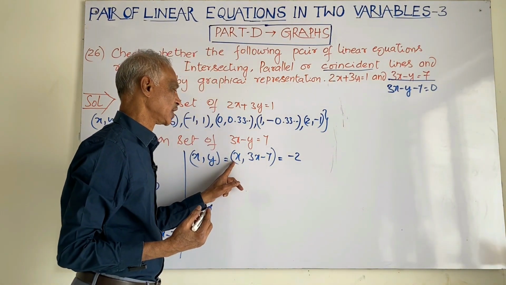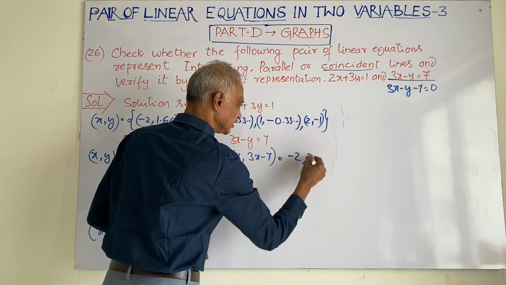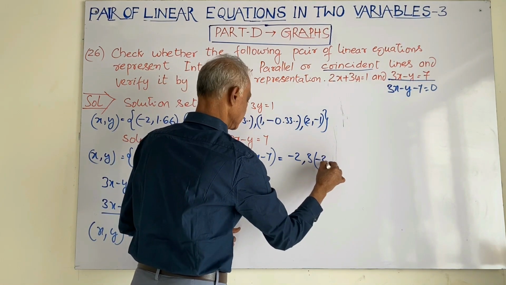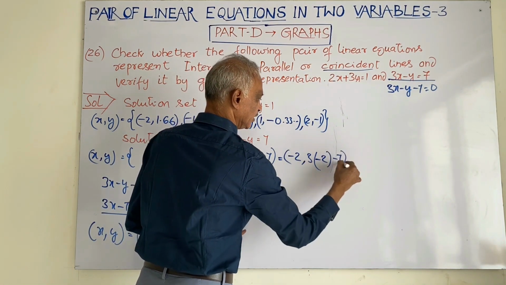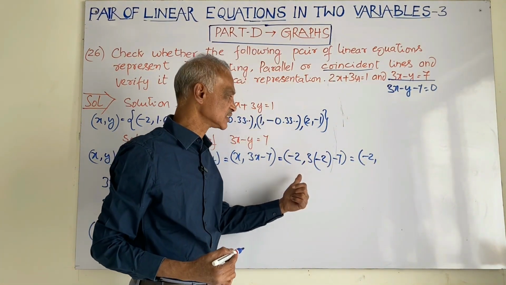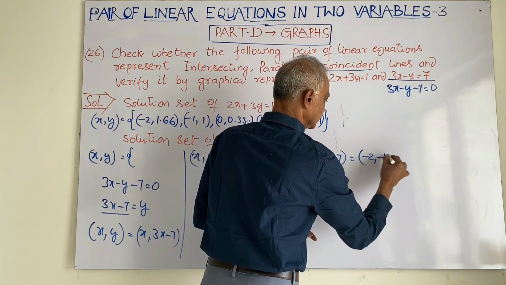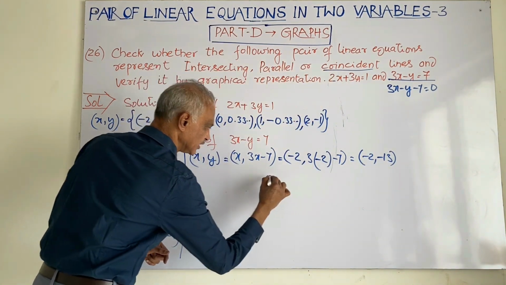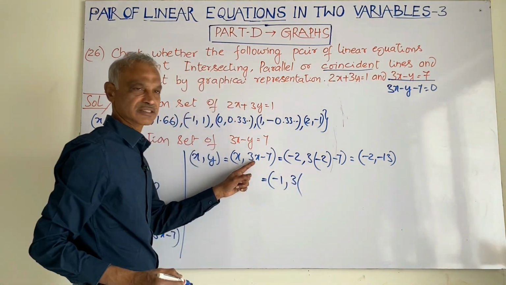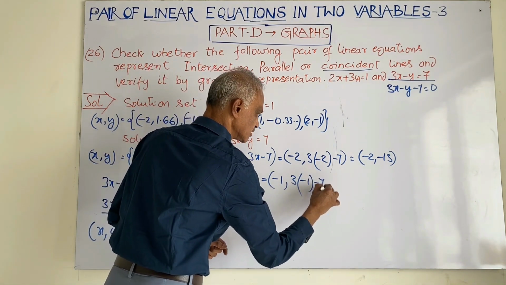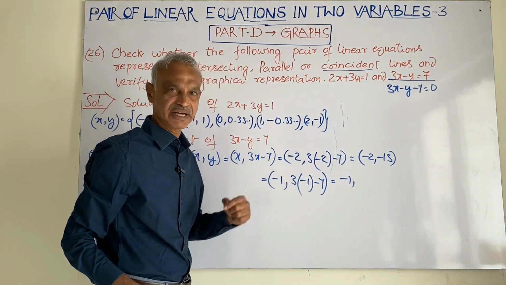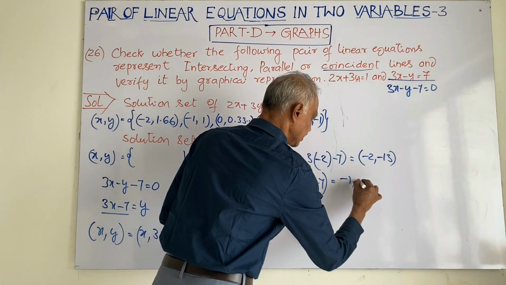Minus 2 I have taken, substitute minus 2 in place of x. 3 into minus 2 minus 7: 3 twos are 6, minus 6 minus 7 means minus 13. Next I will take minus 1. Instead of x I will take minus 1: 3 into minus 1 is minus 3, minus 3 minus 7 is minus 10.